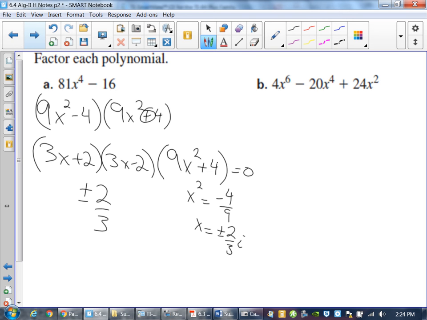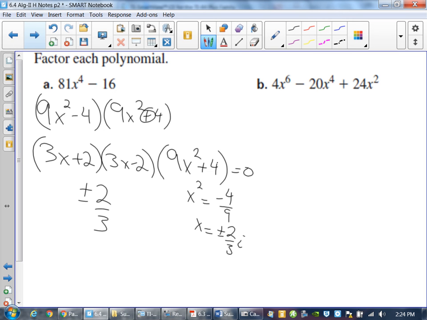Second one, 4x to the 6th minus 20x to the 4th plus 24x squared. Your first rule for all of these things, no matter what, is always to see if you have a GCF. If you have a GCF, take it out, okay?